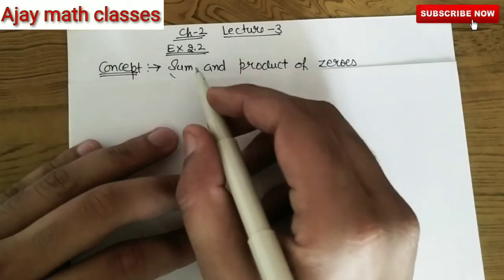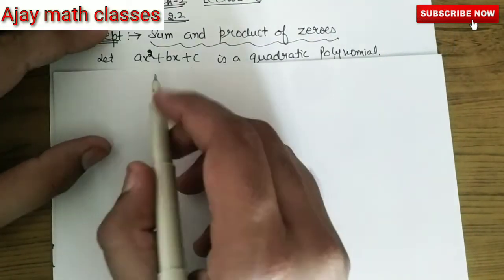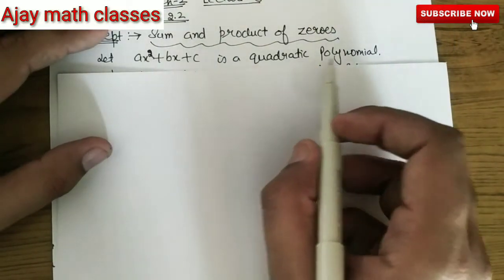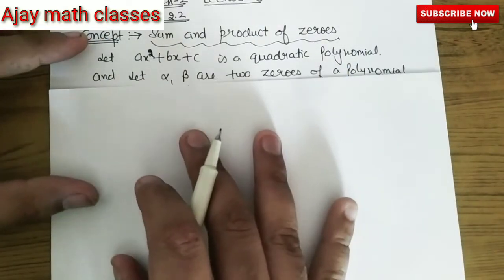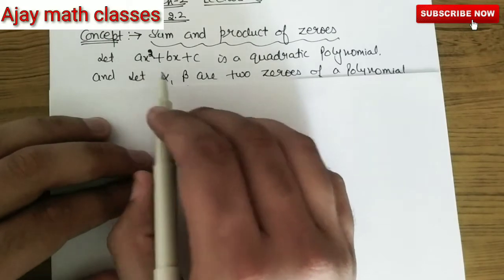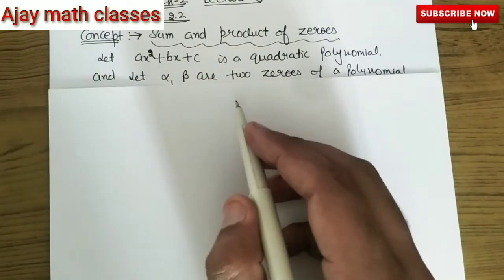So firstly we'll discuss the sum and the product of the zeros. Students, we know that ax square plus bx plus c is a quadratic polynomial, that is in our syllabus. Its power is 2, so it will give a maximum of 2 zeros.